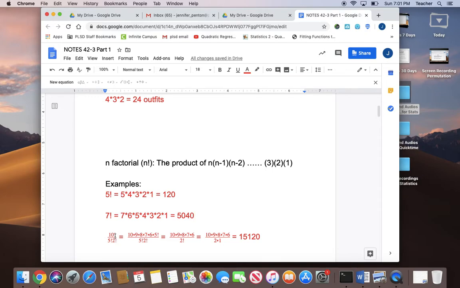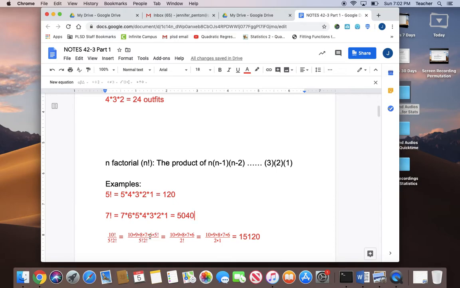Sometimes you'll be asked to solve a problem that looks like this: 10 factorial over 5 factorial times 2 factorial. If you had to solve a problem like this, the way that I would do it is I'd say, okay, I know 10 factorial is really 10 times 9 times 8 times 7 times 6 times 5 times 4 times 3 times 2 times 1. 5 times 4 times 3 times 2 times 1 is the same as 5 factorial. So I wrote 10 factorial as 10 times 9 times 8 times 7 times 6 times 5 factorial because I also have a 5 factorial on the bottom.